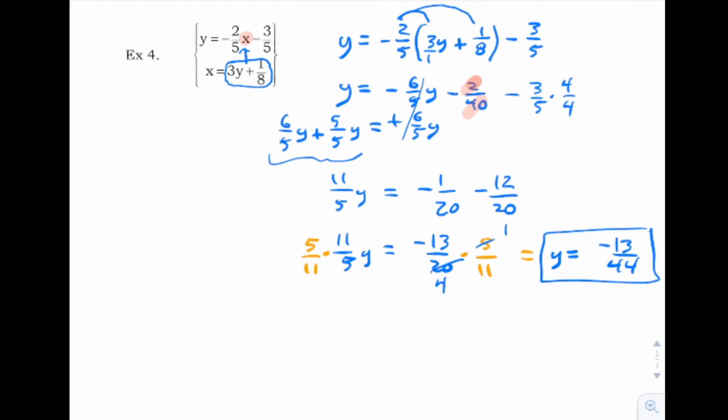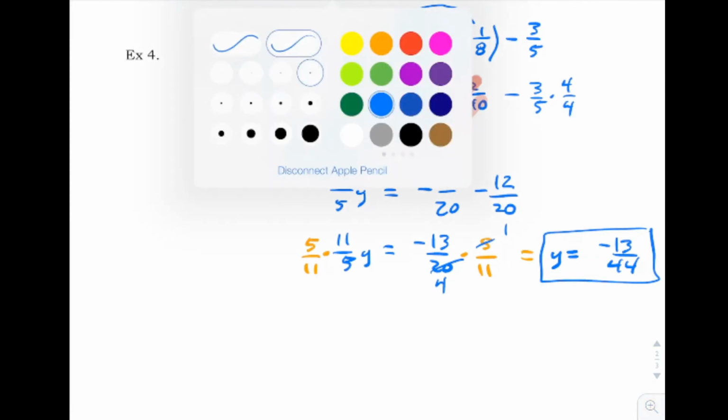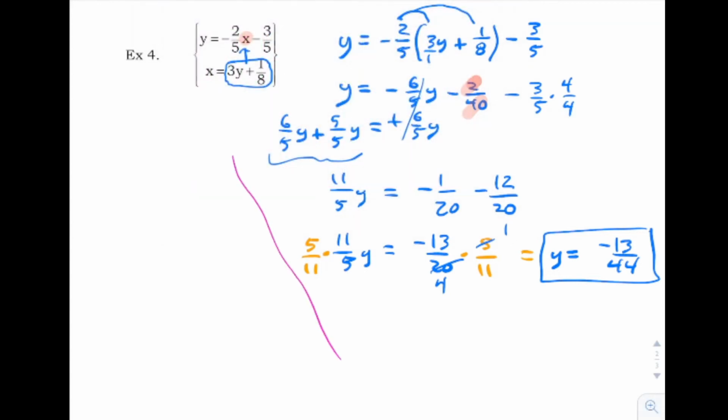Now don't forget, you've got to get x too. So let's get x in a nice pretty color. Come over here someplace. The bottom equation says x equals 3 times the y, but the y is a negative 13 over 44, plus the 1/8. Okay, a little more fraction action. This is good. You should do a couple fractions before breakfast every day. So 3 times this will be a negative 39 over 44. Again, remember that's like a 3 over 1, so it's 1 times 44.